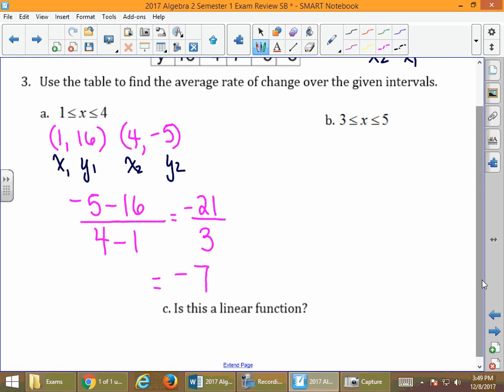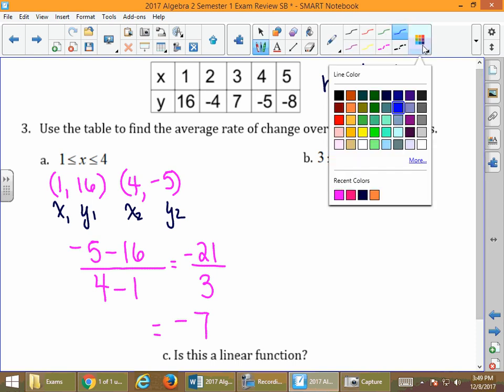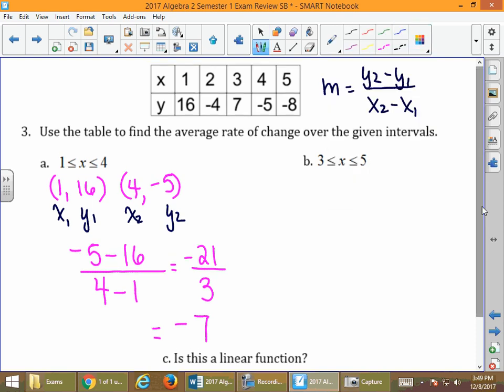So there's some other points here that we could use in this problem as we look back at our table. This time we're going to look at the value when x is 3 and when x is 5. And when x is 3, we have a point of (3, 7). And when x is 5, we have a point of (5, -8).